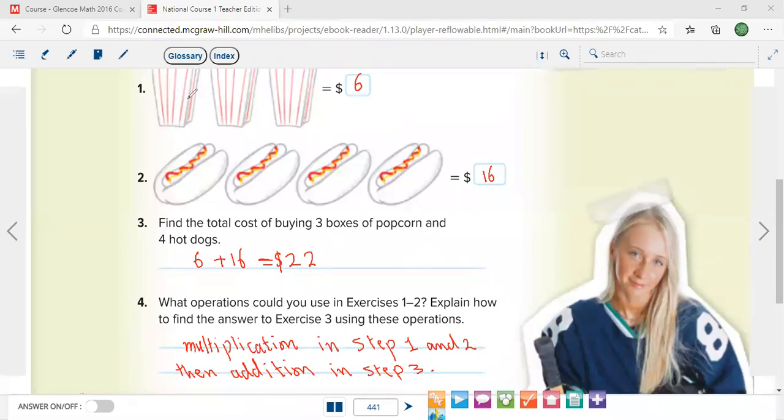So after finding the price of 3 popcorns, $6 because it was 3 times 2, and after finding the price of 4 hot dogs, one hot dog $4, so $16 because it is 4 times 4, then we added 6 plus 16 to give you $22. And we used multiplication in step 1 and step 2. Then we used addition in step number 3.